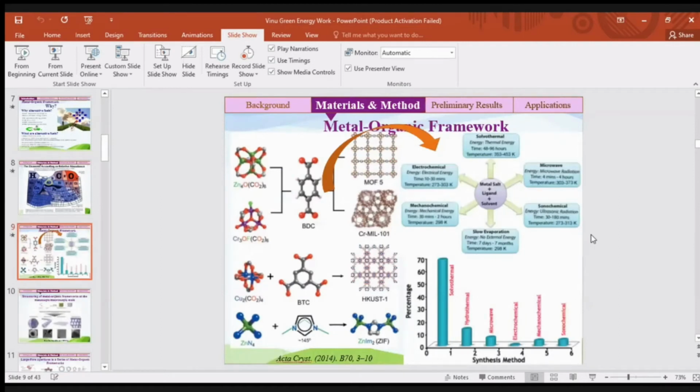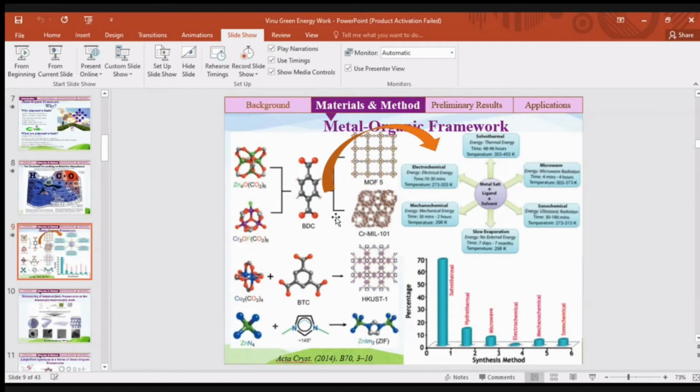So we are taking MOFs. There are different synthetic conditions. It should be a metal cluster with some kind of organic acids. Here are some examples: benzene dicarboxylic acid or tricarboxylic acid, or some kind of imidazole also. When it combines with the metal and the organic linker, it will form a porous structure. Some examples are MOF, MIL, HKUST, or ZIF.